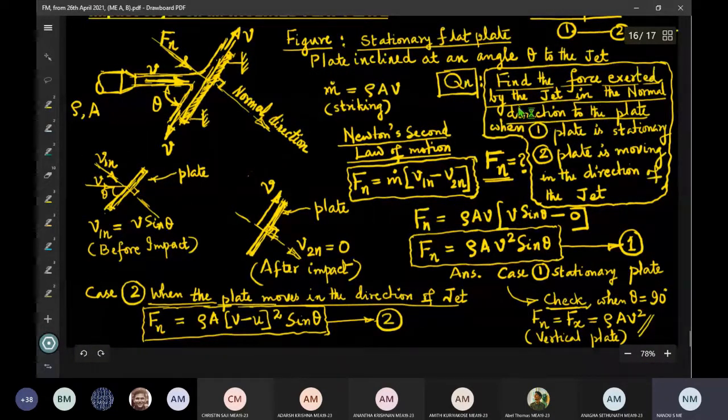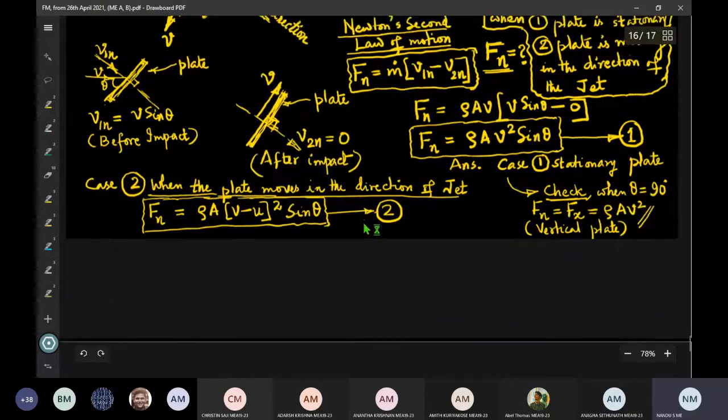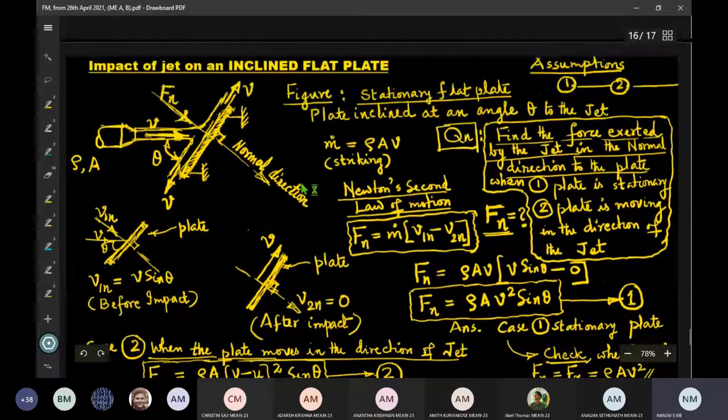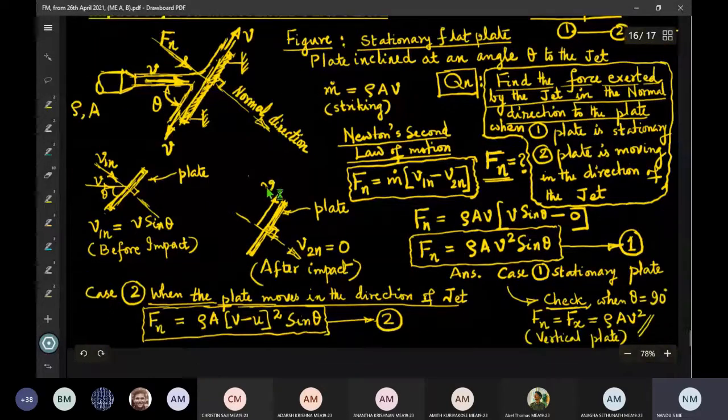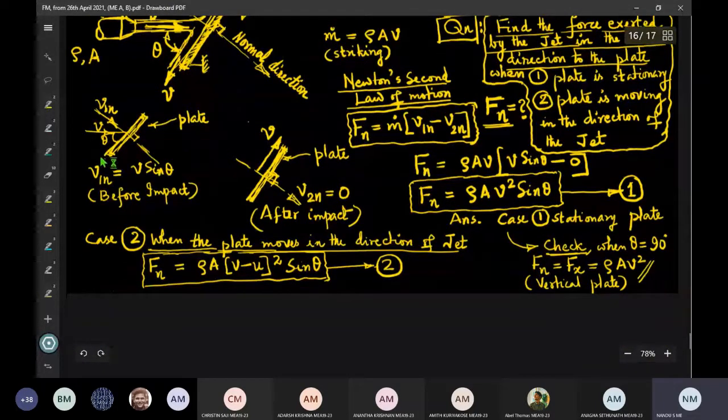This is actually a question, one question from the question paper. That's why it is shown like this. So by Newton's second law of motion, Fn is equal to m dot into V1n minus V2n. And what is Fn? The force exerted by the jet on the plate, not in the direction of the jet, but normal to the plate. That's important. And that we find out because the plate is inclined. For finding Fn, we require the velocity components before and after impact in the normal direction.